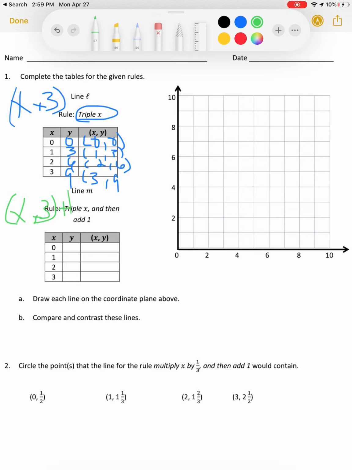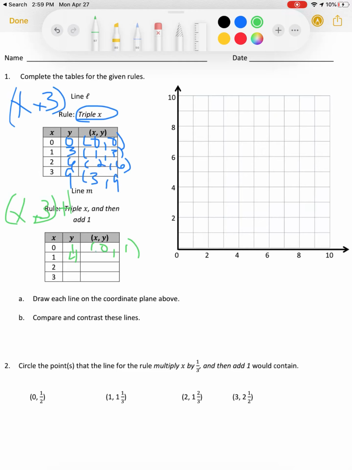All right, so when x is 0, which really means 0 times 3 plus 1. What is 0 times 3? 0. Very good. 0 plus 1 equals 1. And don't forget to write your coordinate pair. This one is 0, 1. We can move on. When x is 1, what is y? What is the relationship between x and y? So let's see. 1 times 3 equals 3. Very good. Plus 1 equals 4.